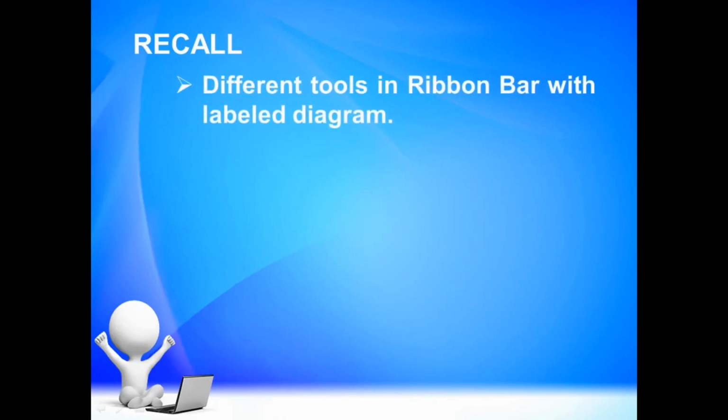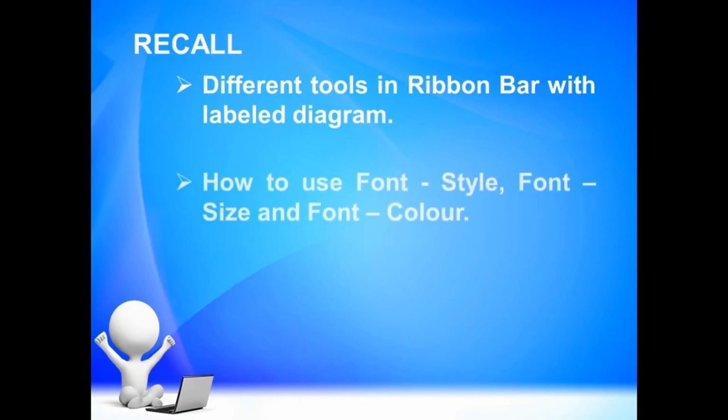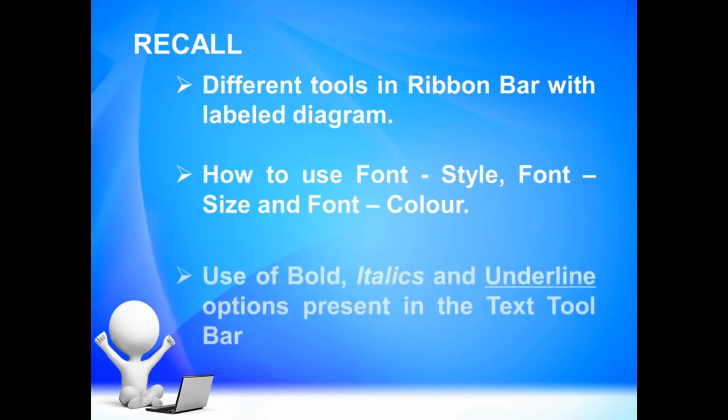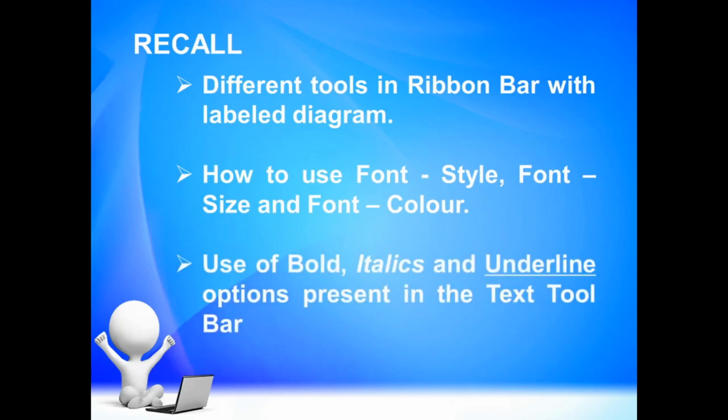Let's recall what we have learned today. We have discussed different tools in ribbon bar with labeled diagram. We discussed how to use font size, font color and font style. We discussed the use of bold, italics and underline options present in the text toolbar. Children who are having computer at home, please practice all what we have discussed today.